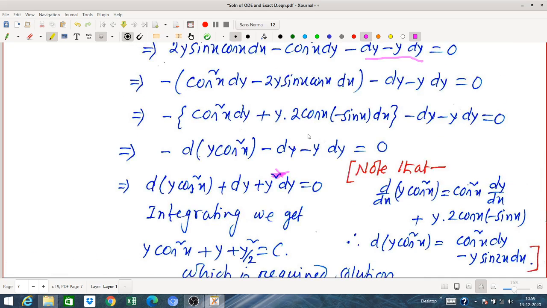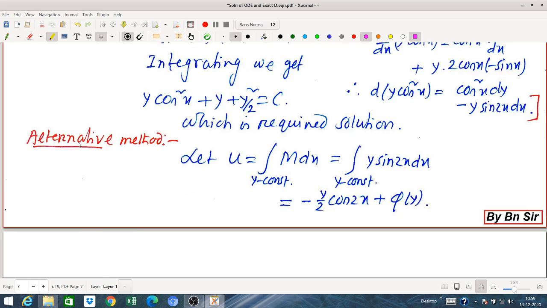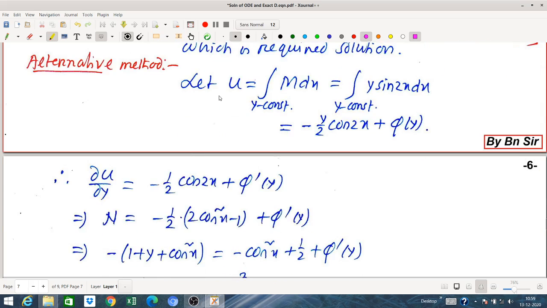Now this grouping sometimes may not be easy. Alternative method, general method, let us see. First method: u equal to integration of m dx, y constant. The value of m is substituted, and assuming y constant, integrate. Integration of sin 2x is minus cos 2x divided by 2, because 2x is there. Plus phi of y, because we have integrated with respect to x, y assumed constant, phi of y is the constant of integration.